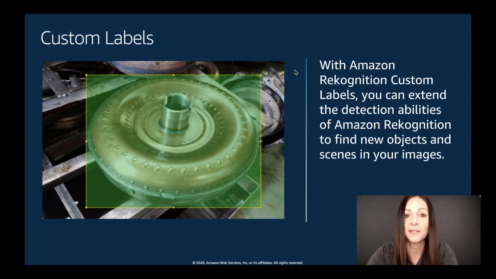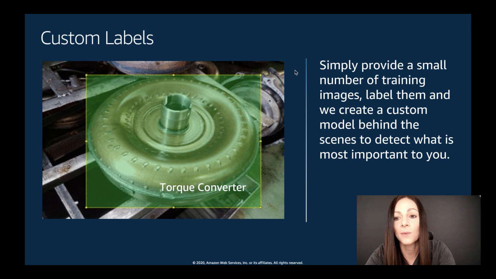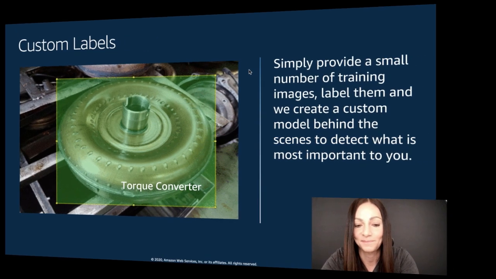Another strength of Rekognition is also a functionality called custom labels. So you might have use cases where the pre-trained model is not specific enough for your domain images or videos. In this case, you can leverage custom labels to extend the detection abilities to find new objects and scenes in your images. And you do that by simply providing it with a small number of training images that you label, and then we create a custom model behind the scenes and are then able to detect and label it according to your specific needs.